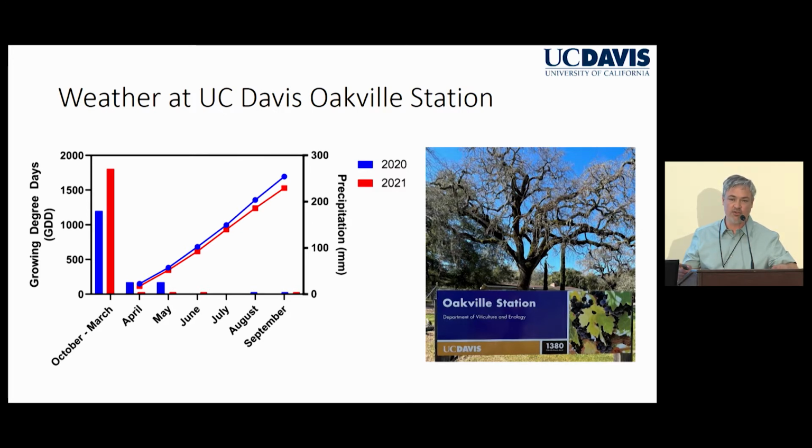So all the vines were Cabernet Sauvignon Clone 7 on 110R, and they were trained to a vertical shoot position system.